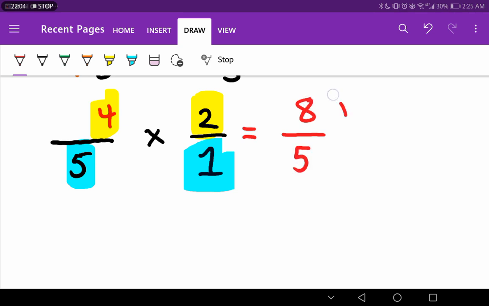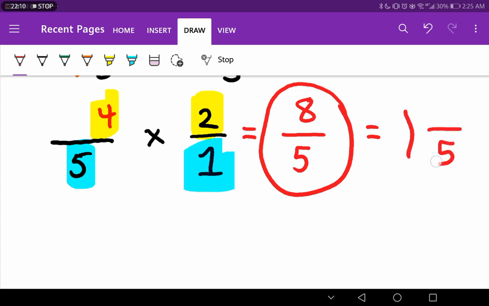You remember this number, yes? And you remember how we write it as a mixed number. It is 1 and 3 over 5.